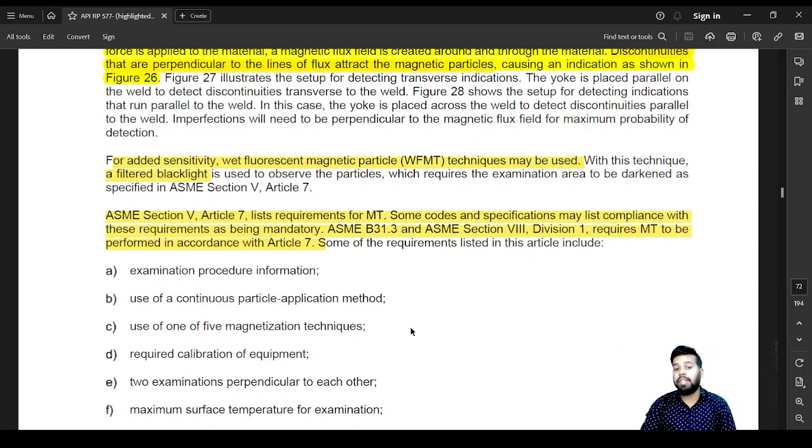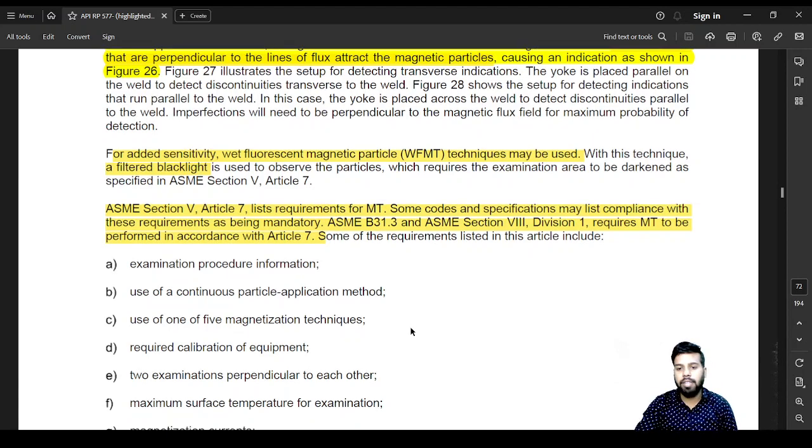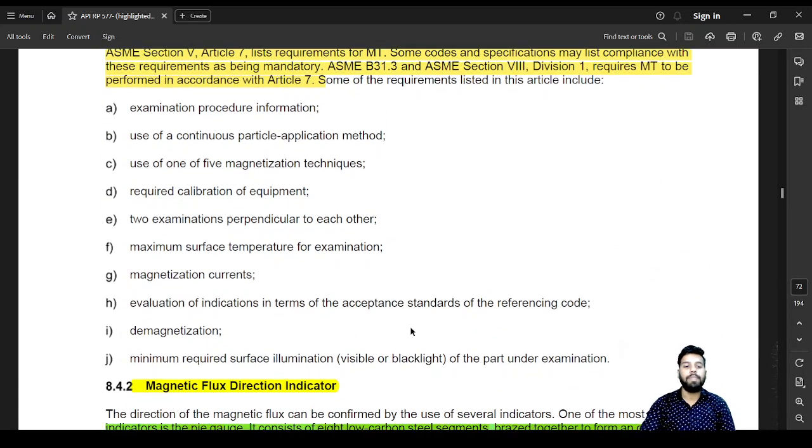ASME Section 5 Article 7 will list the requirements for MT. Some codes and specifications may list compliance with these requirements as being mandatory. ASME B31.3 and ASME Section 8 Division 1 require MT to be performed in accordance with Article 7. So we'll talk about this when we go to Section 5, but here are some requirements listed below.